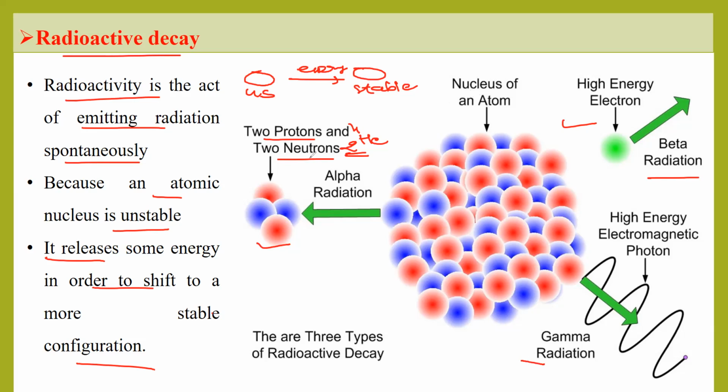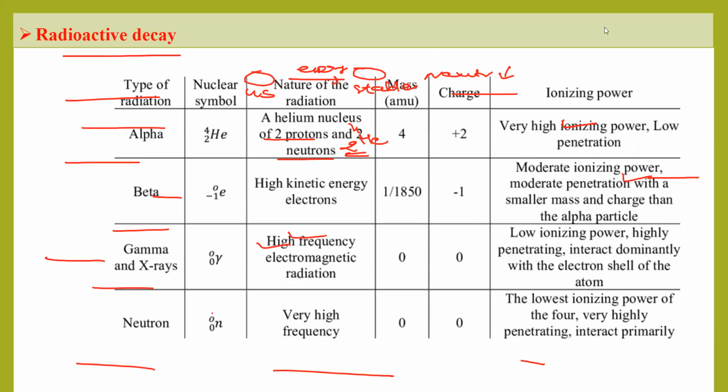And one important thing, a nucleus can be made unstable, or release alpha, beta, or gamma radiations, by bombardment of the nucleus with a neutron. So there are three types of radioactive decay. First is alpha radiation, the second one is beta radiation, third one is gamma radiation. By releasing one of these radiations, the nucleus becomes stable.